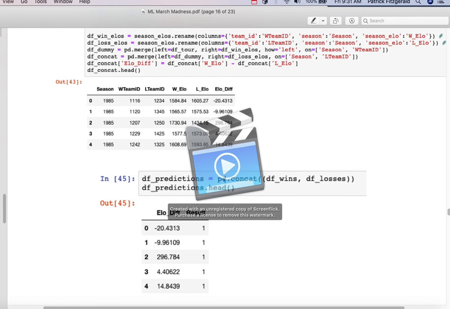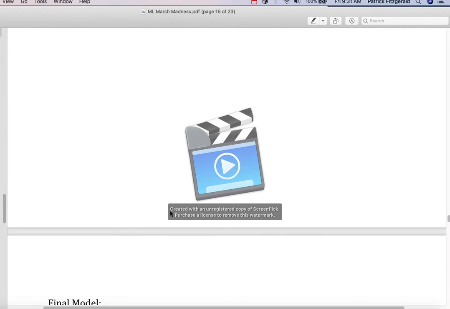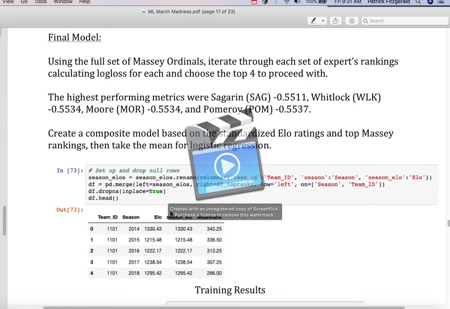And this is going to come into play in our logistic regression here. And we see a slight improvement. Again, not huge, but it is a bit of an improvement over our first two approaches, our base model and our final day rankings. So now we move on to the final model.